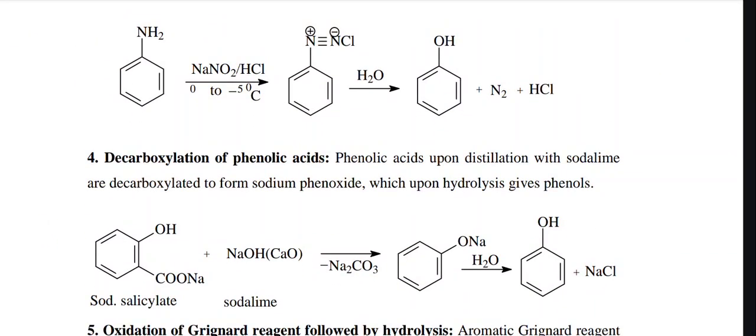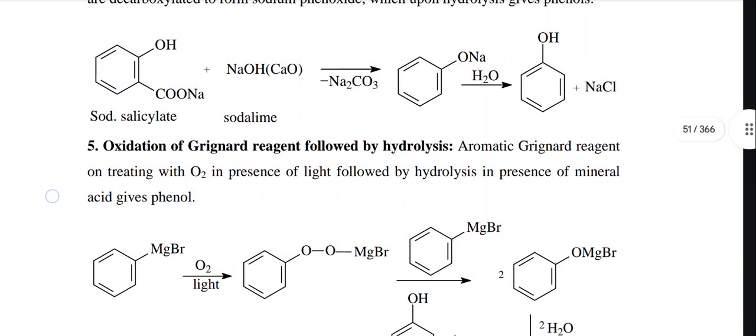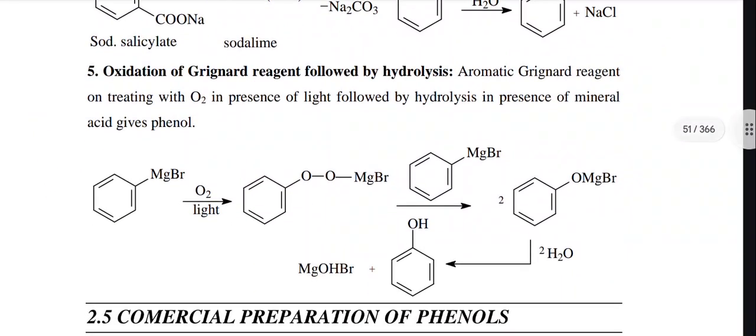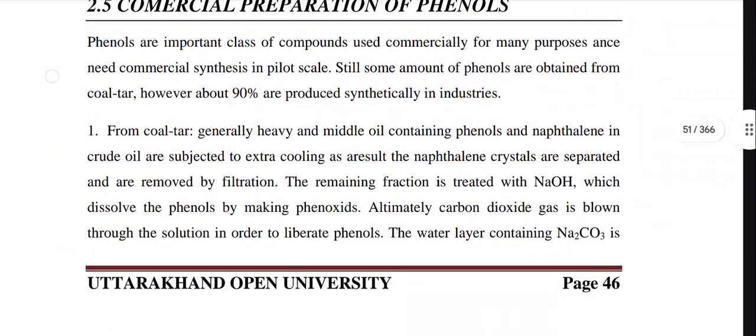Decarboxylation of phenolic acids. Phenolic acids upon distillation with soda lime are decarboxylated to form sodium phenoxide, which upon hydrolysis gives phenols. Oxidation of Grignard reagent followed by hydrolysis: an aromatic Grignard reagent treated with O2 in the presence of light, followed by hydrolysis in the presence of mineral acid, gives phenols.